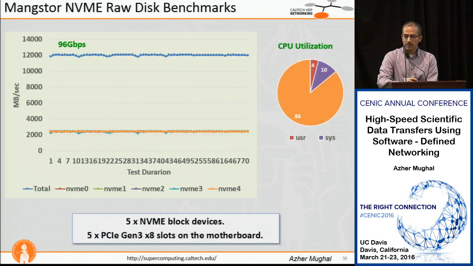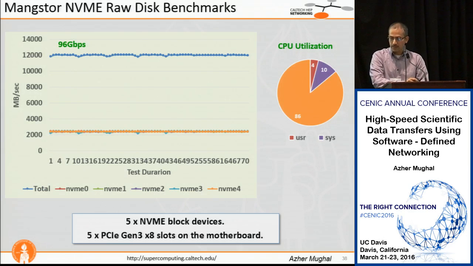Another test ran on the Mangstor NVMe drives. This is a raw test. The CPU available for other processing is still at 86%. These drives can write at 2.4 gigabyte per second per drive, and I think there's enough capacity available within the processor to drive at least one more 100 gig NIC.